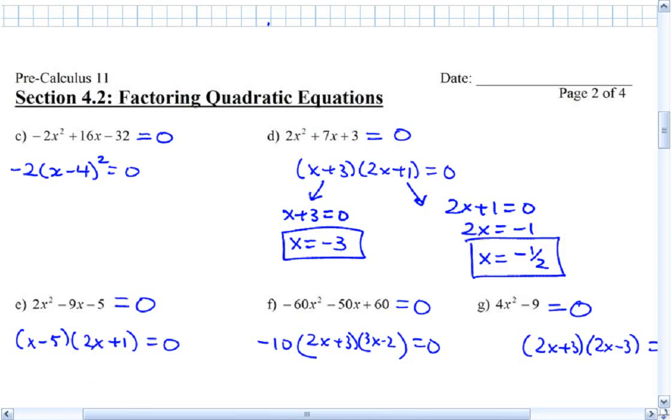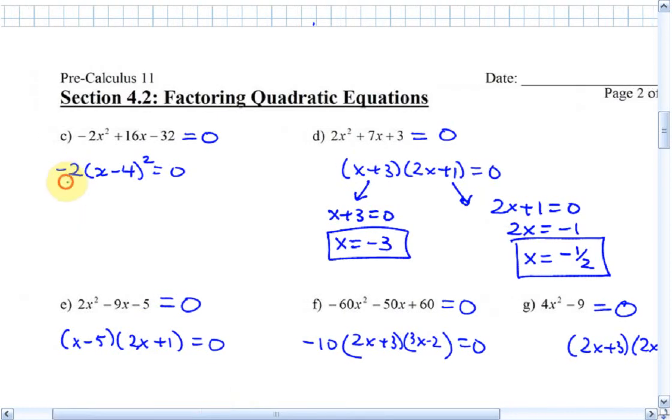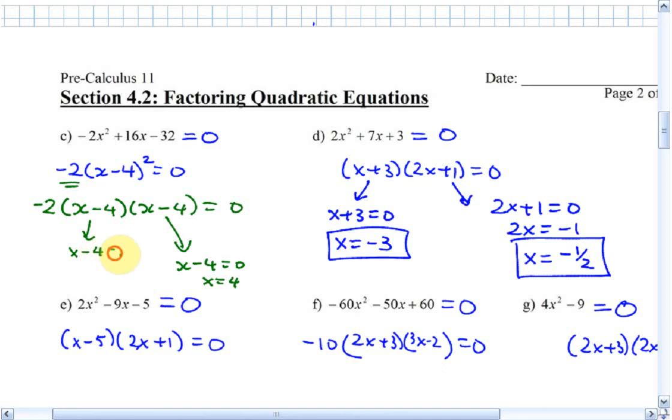Now, let me go back to C. C is interesting because, number one, there's this negative 2 in front. Does that affect our answer anyway? Well, think about it. What we have here is negative 2 bracket x minus 4 equal to 0, right? So I can make this equal to 0, and you get x equals 4. If I do the same thing here, I also get 4. Now, do you need to write things twice? No. So that's perfectly fine.